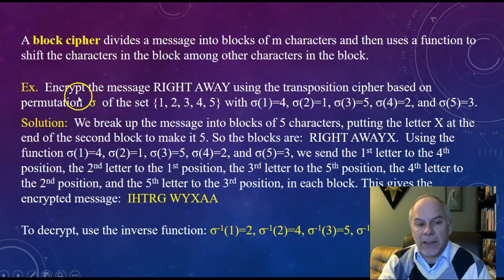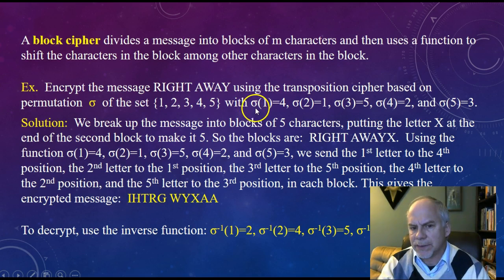But encrypting the message right away using the transposition cipher based on the permutation sigma of the set 1, 2, 3, 4, 5. And so basically sigma, it's the lowercase Greek letter sigma, is sigma 1 becomes 4, sigma 2 becomes 1, sigma 3 becomes 5, sigma 4 becomes 2, and sigma 5 becomes 3. So what does this mean?